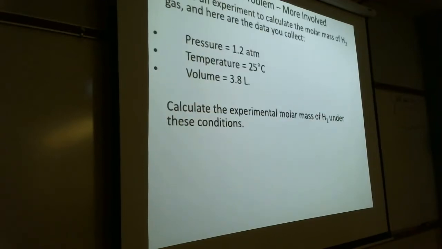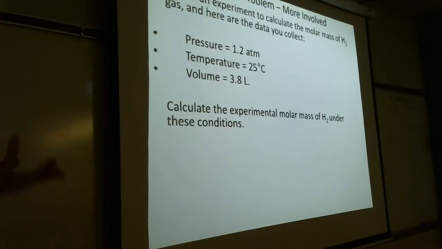So this one's a little more involved. You do an experiment to calculate the molar mass of hydrogen gas. And here are your data. You get a pressure of 1.2 atmospheres, temperature 25 degrees Celsius, and the volume is 3.8 liters. And I want to know, what's your experimental value for molar mass? Was it a good day in the lab or was it a bad day in the lab?